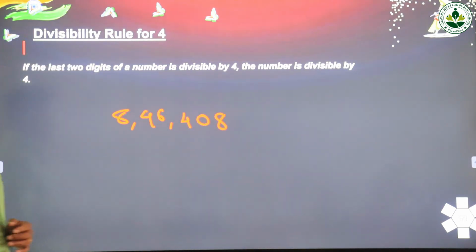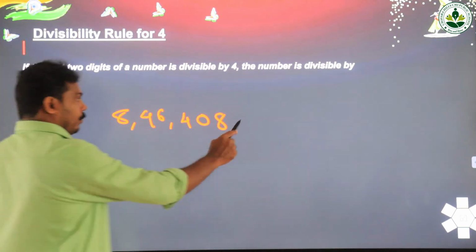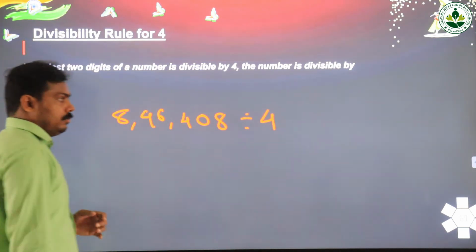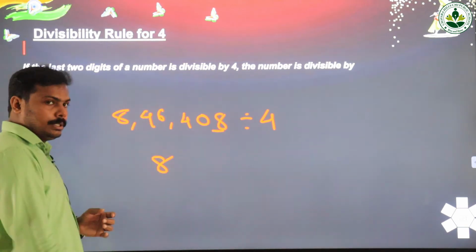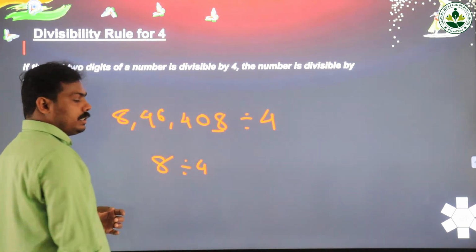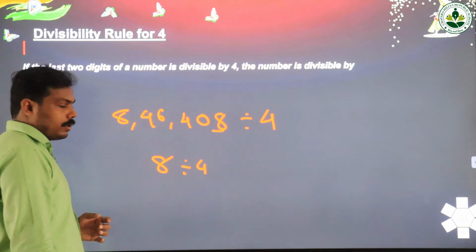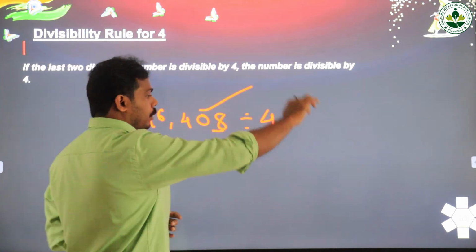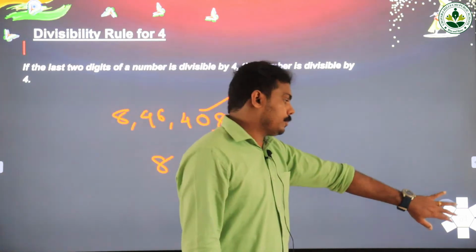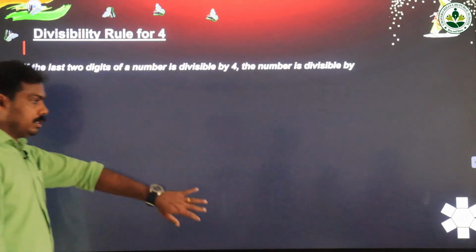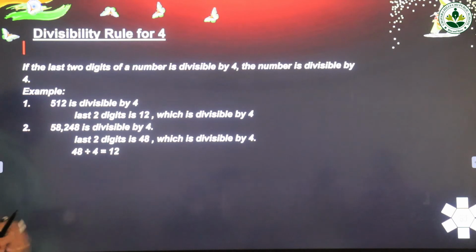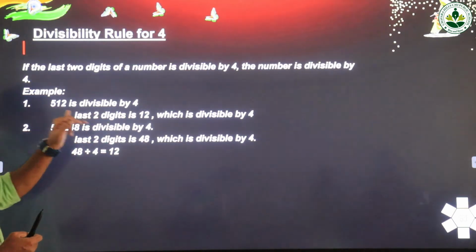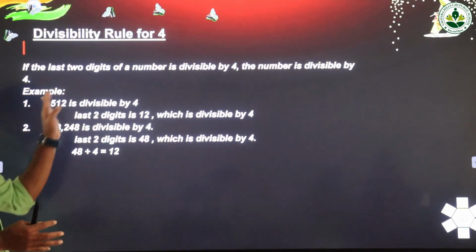Another example, 846,408. Is it divisible by 4 or not? The last two digits are 08. 08 means 8. Is 8 divisible by 4 or not? Yes, it is divisible by 4. So this number is divisible by 4. Some examples are here. Is 512 divisible by 4 or not? The last two digits are 12, which is divisible by 4. So the number is divisible by 4.